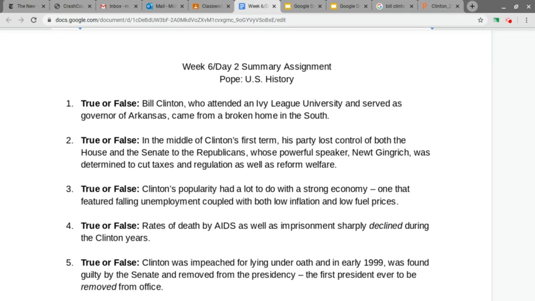True or false? In the middle of Clinton's first term, his party lost control of both the House and the Senate to the Republicans, whose powerful speaker, Newt Gingrich, was determined to cut taxes and regulation as well as reform welfare. That is true. Remember, Gingrich is the front man for the Republican dominated Congress, and he is able to implement some new policies.